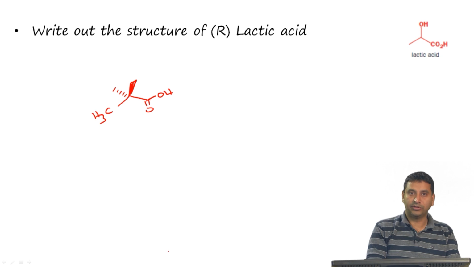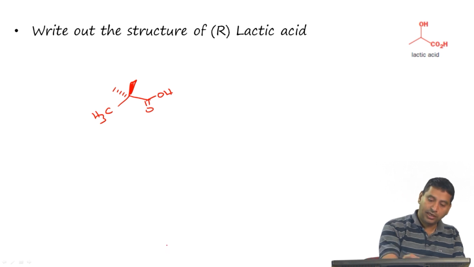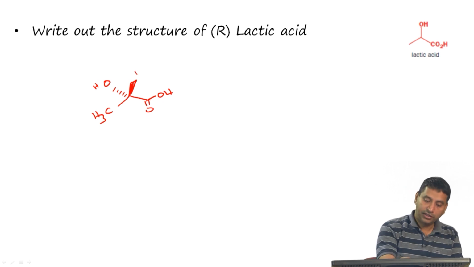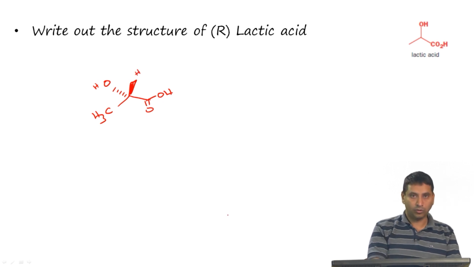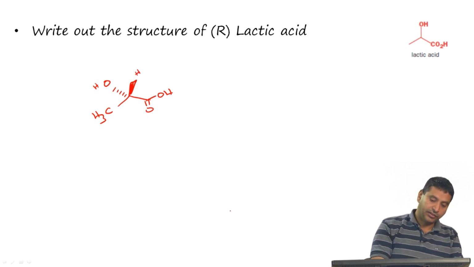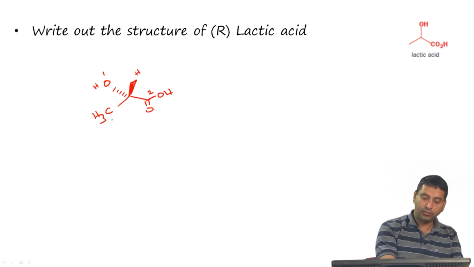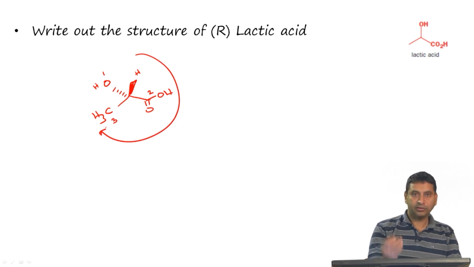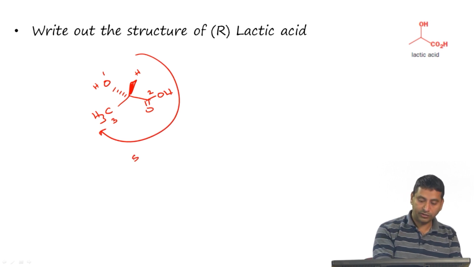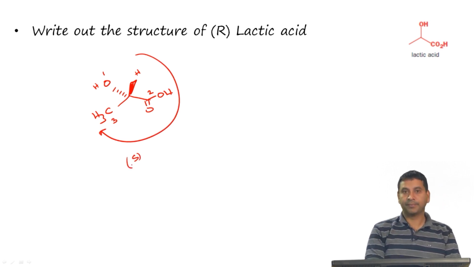We will put this stereochemistry over here, and now let me just start by putting the hydroxyl group inside and hydrogen towards me. Now, let us assign the priorities. This is priority number 1, number 2, number 3. So, this is going clockwise, but since the hydrogen is towards us, this becomes S.